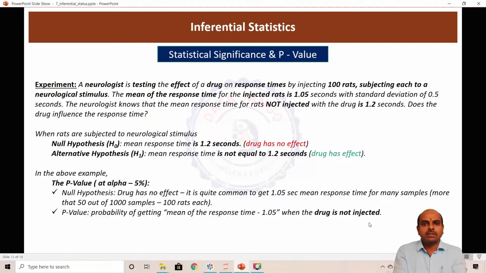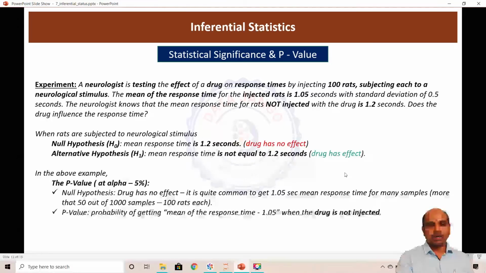What is the null hypothesis? Historically there is no new drug. The drug was not injected, right? When the drug was not injected, what is the probability of getting 1.05 seconds, right? How many times a 1.05 seconds response time is coming, that we need to find.